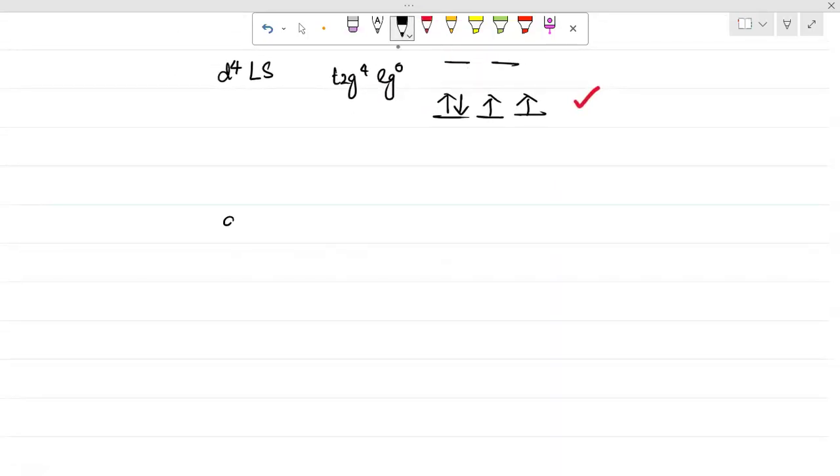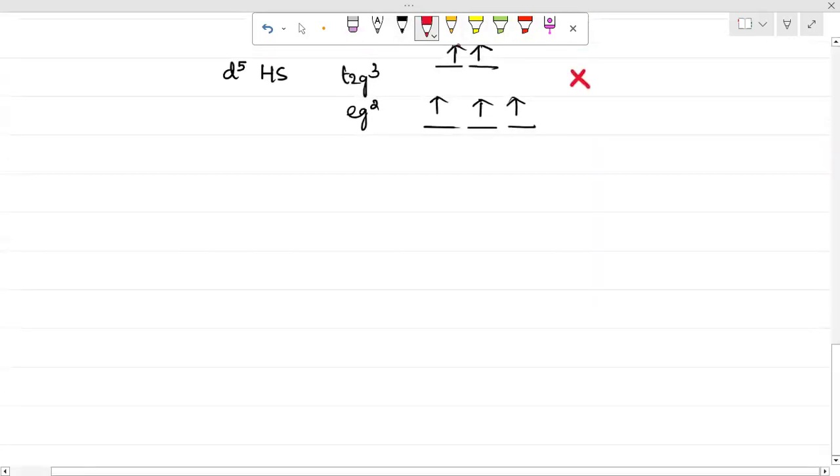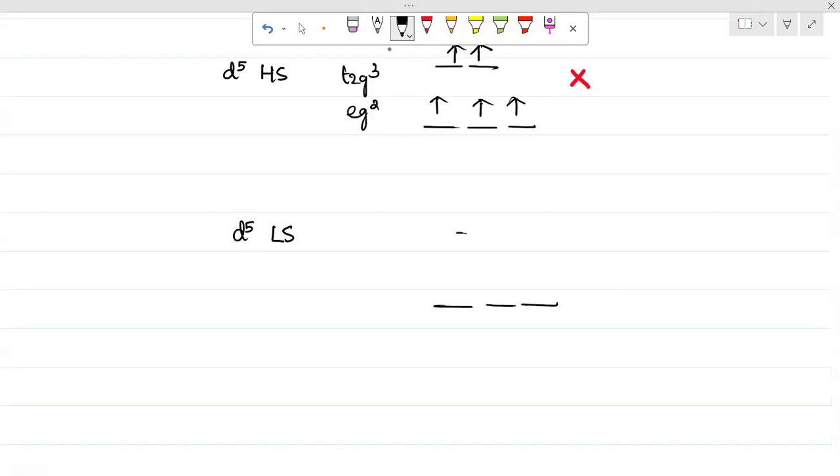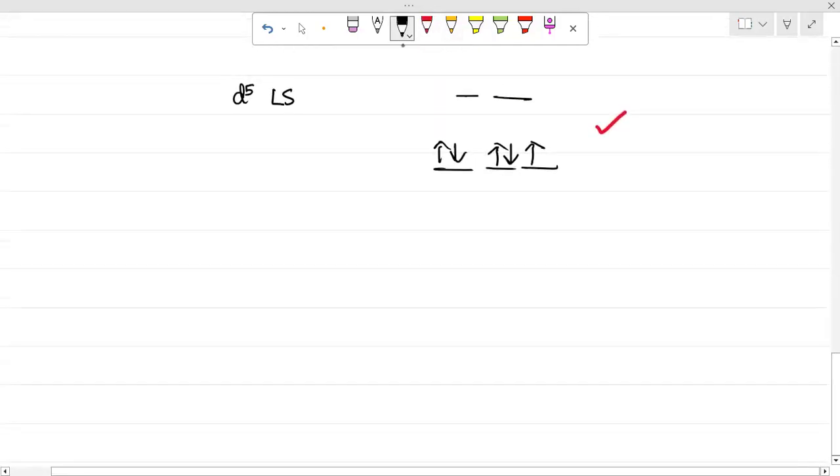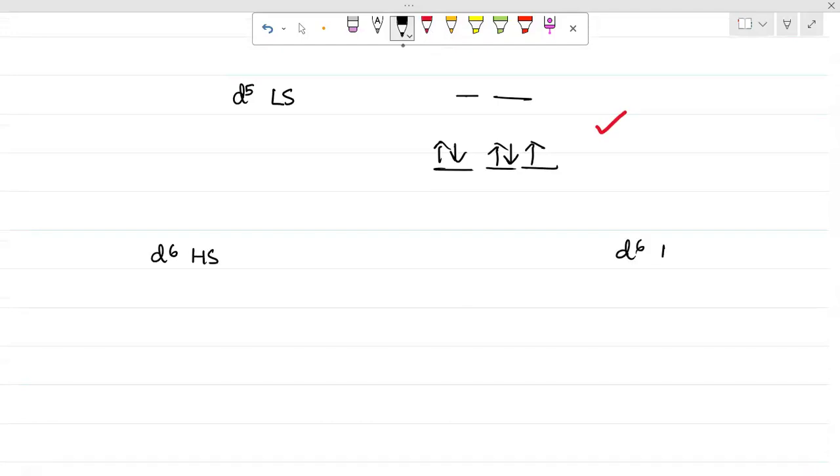Okay, next is D5, high spin, let's say. So if it is high spin, you have 1, 2, 3, 4, 5. T2G3EG2. No unsymmetry and hence no orbital contribution. D5 low spin, you try it on your own. 1, 2, 3, 4, and 5. There is some sort of unsymmetry and hence orbital contribution exists. Let me draw D6 together. High spin, low spin.